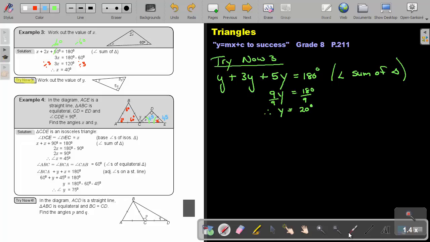Okay, and now basically I'm just going to say all those angles are 60, because it's an equilateral triangle. And then I'm just going to say angle BCA plus this y plus this x must be 180, because that is a straight line. All the adjacent angles on a straight line. Then I form my equation, and I subtract 60 and I subtract 45 on both sides, and I get that my value of y is 75 degrees. And you can test it. 45 plus 75 plus 60 will give you a sum total of 180.